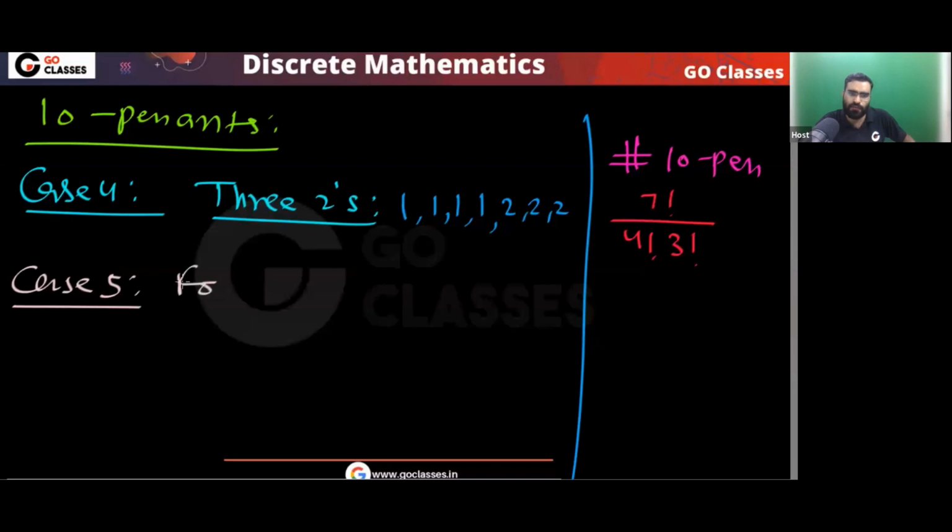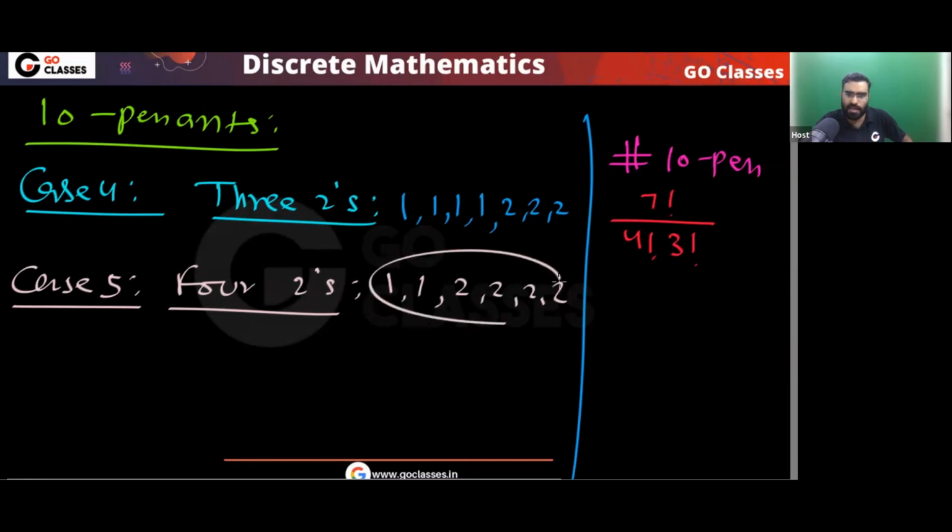You are using 4 twos. If you are using 4 twos, then how many ones are you using? Only 2 ones. Now the answer will be what? Any permutation, you create any permutation here. So how many 10 pennants can you create where you are using 4 twos? That will be 6 factorial divided by 2 factorial 4 factorial.